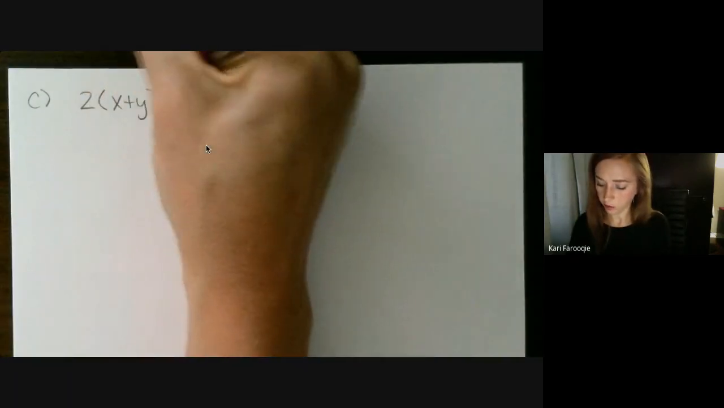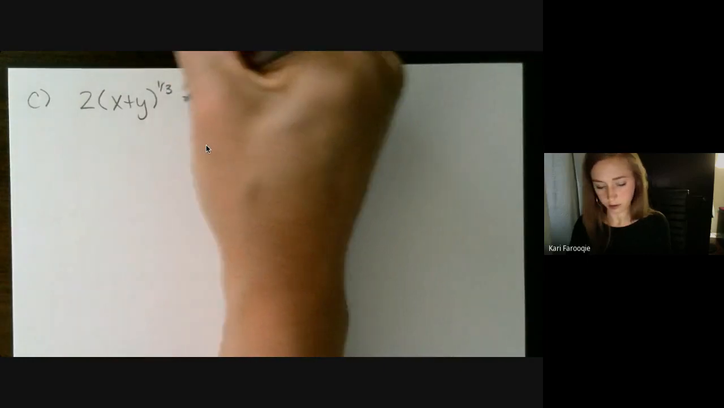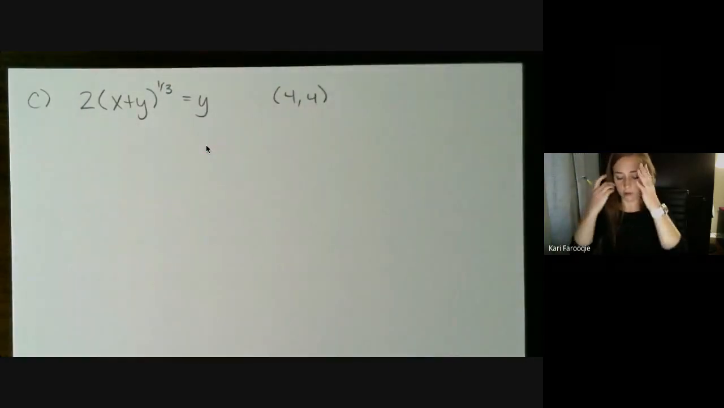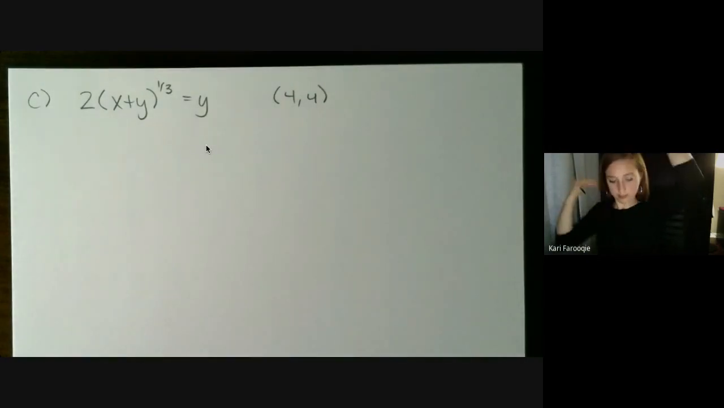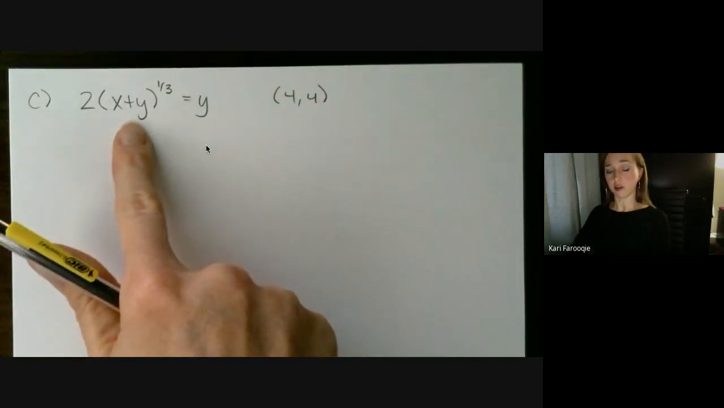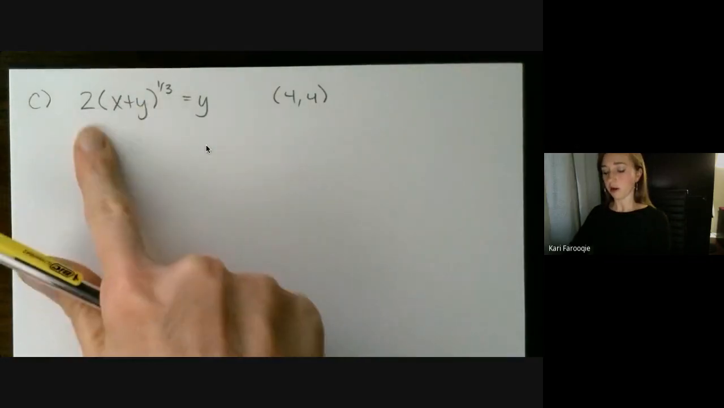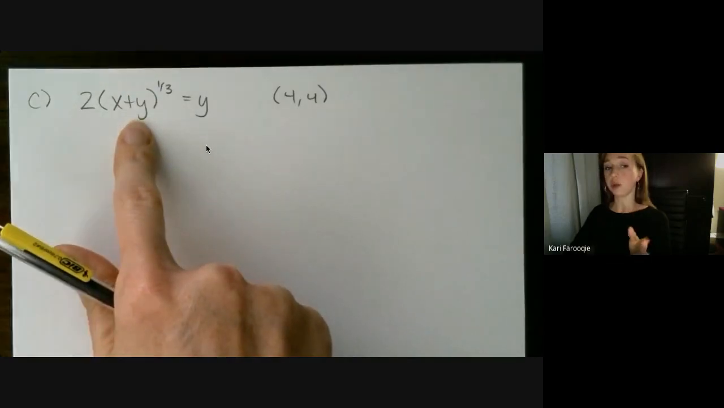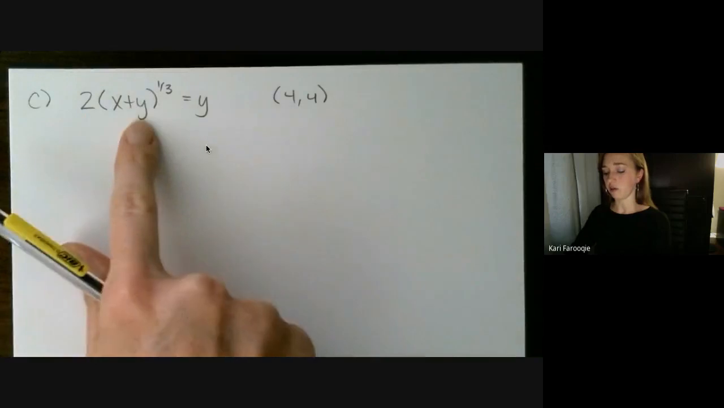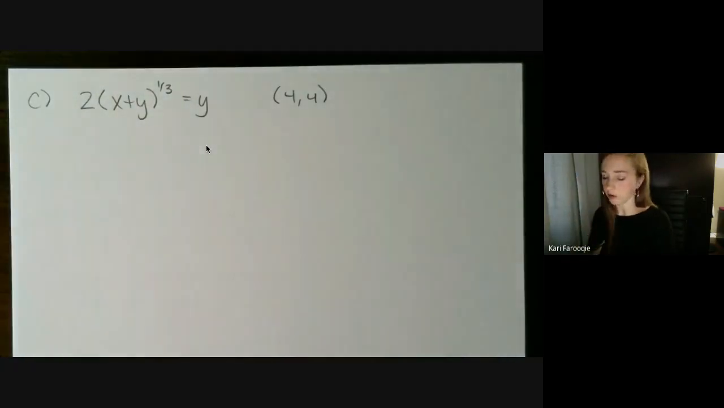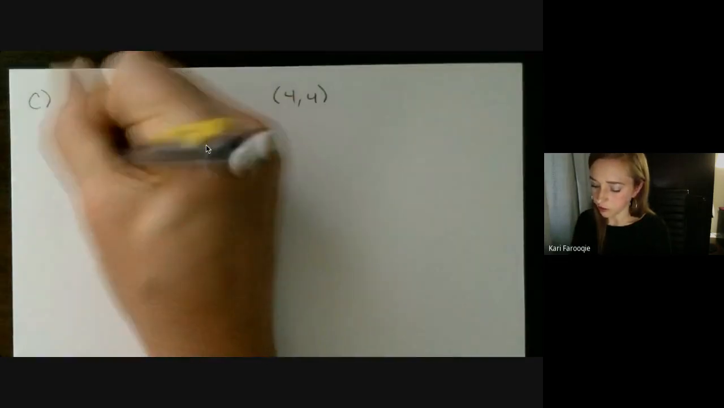2 times (x plus y) to the 1/3 power equals y. And we'll look at this at the point (4, 4). All right, so we're noticing chain rule is going to be needed because we're going to bring that power down and we're going to have to multiply by the derivative of the inside function. But we don't need the product rule in this case because the inside function is a sum of two quantities and not a product.